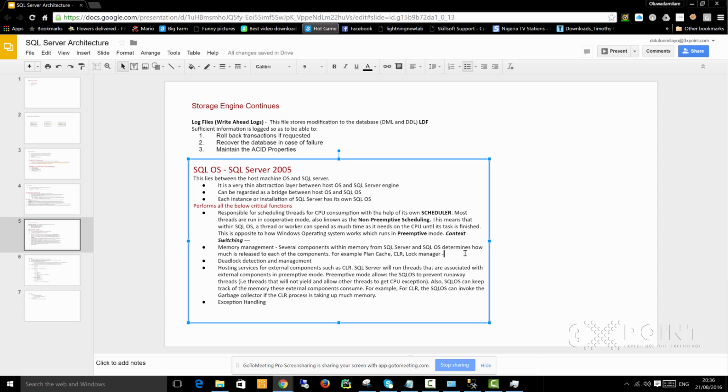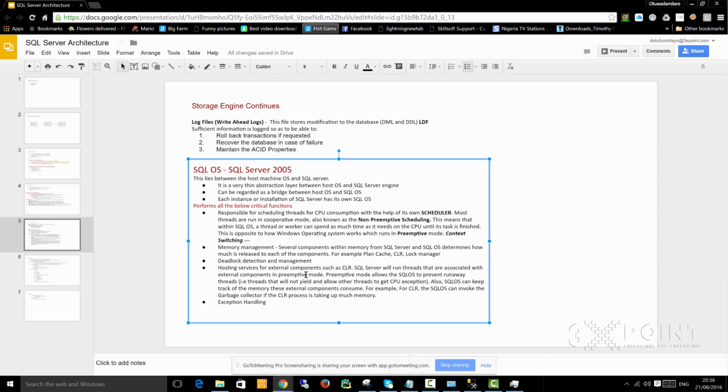So it does its own kind of memory management, which is quite different to the Relational Engine. It's like saying they do memory management at different levels. You can say that. Here we're talking about the hosting services for external components such as CLR. I talked about the CLR just now, so it allows the CLR to happen. That's pretty much what this is saying.